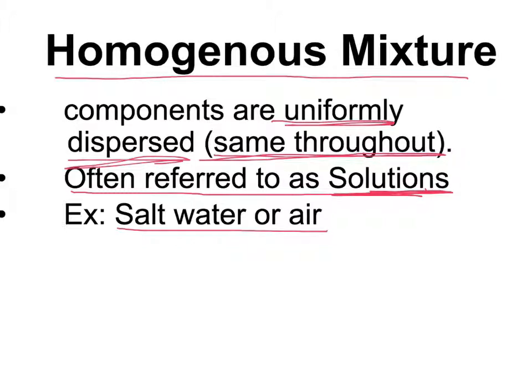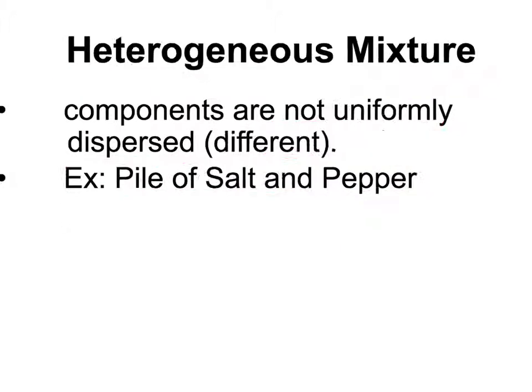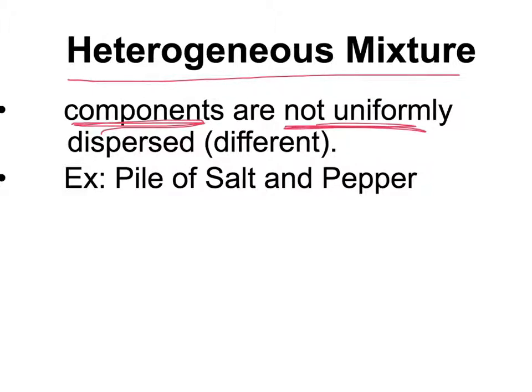And the other thing about a solution is that it can be a solid solution, and that could be a mixture of, let's say, zinc and copper, well mixed together so it's a homogeneous mixture on the micro scale. That would be called a solid solution, or in other words, also called an alloy in metallurgy terms. And the other type of mixture is a heterogeneous mixture, and this is where the components are not uniformly dispersed, and so they're different.